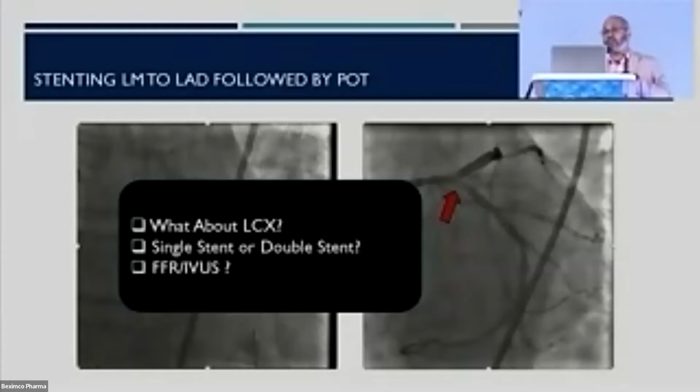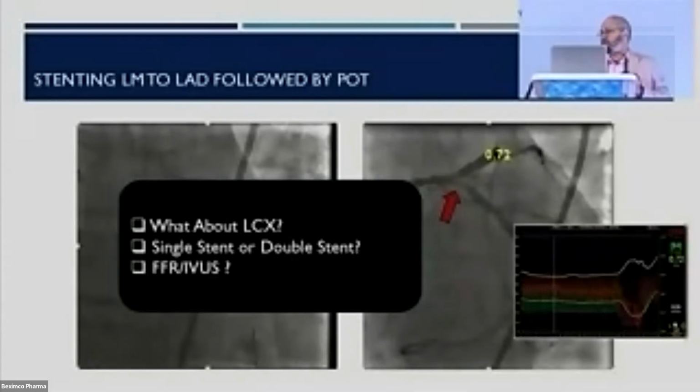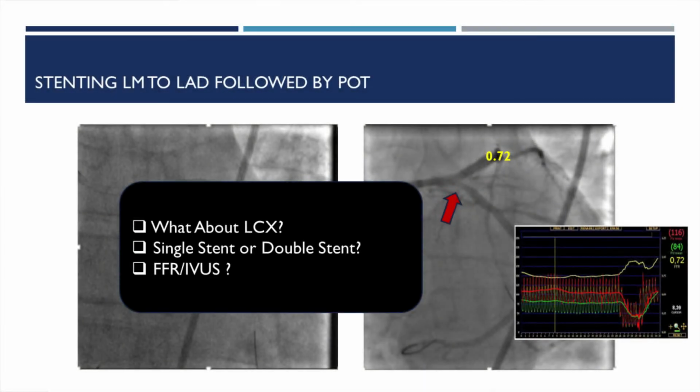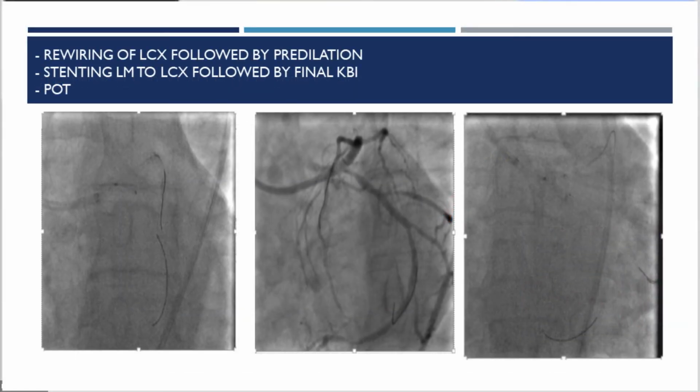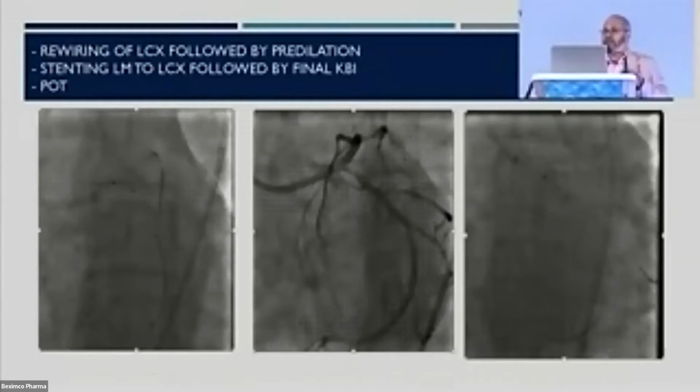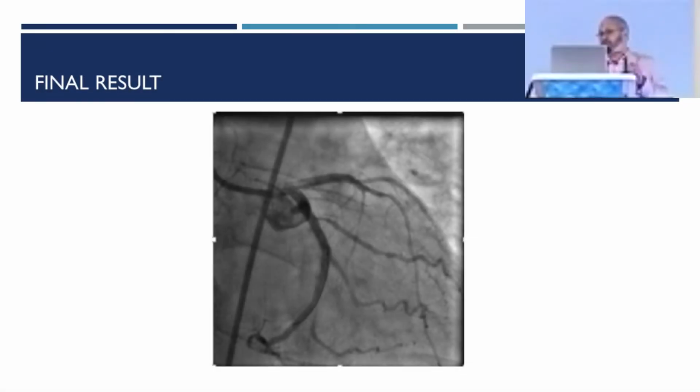So single stent or double stent or FFR or IVUS. If you have this sort of lesion, and if you have the functional assessment capability, then you have to go for FFR. FFR done, it is 0.72, it is significant, then we go for provisional stent strategy and optimize the stent by T-stenting, then kissing, then POT, and this is the final result.